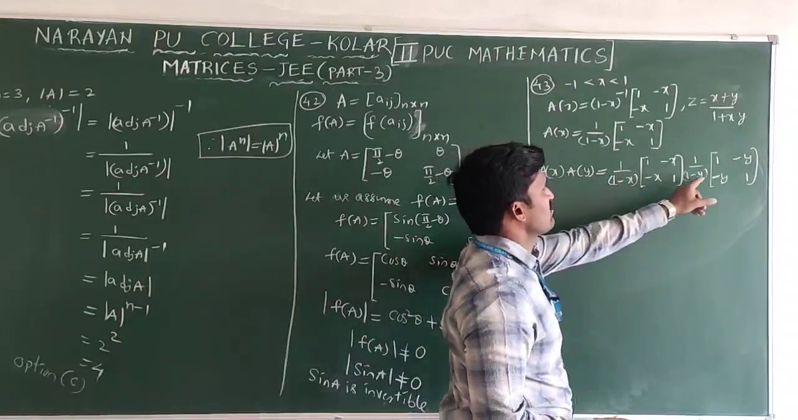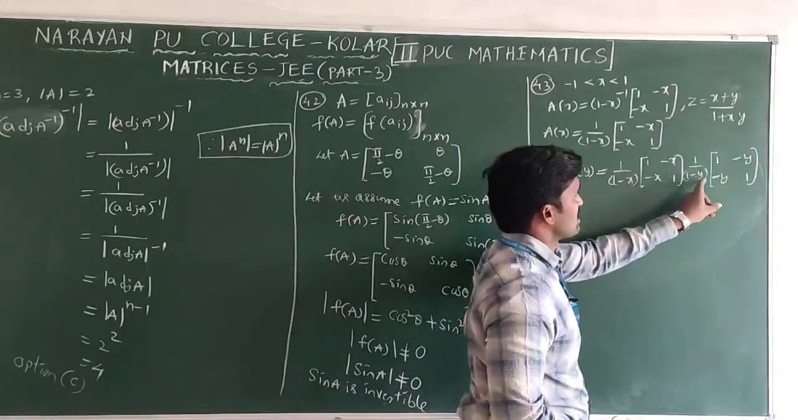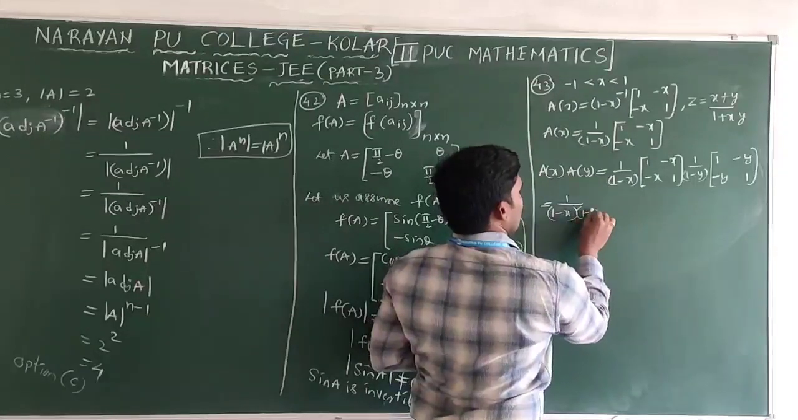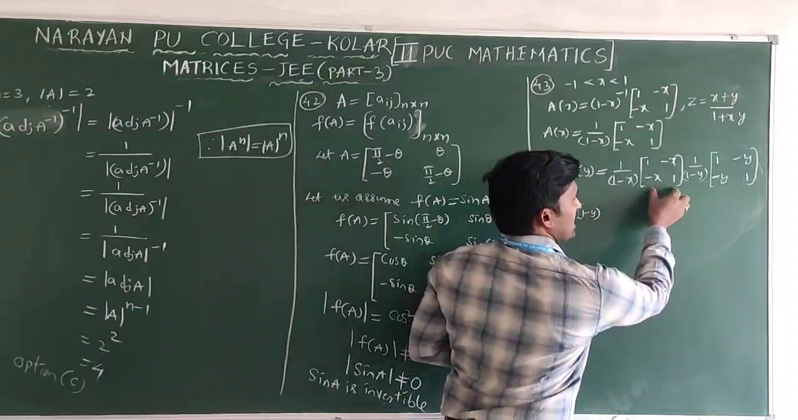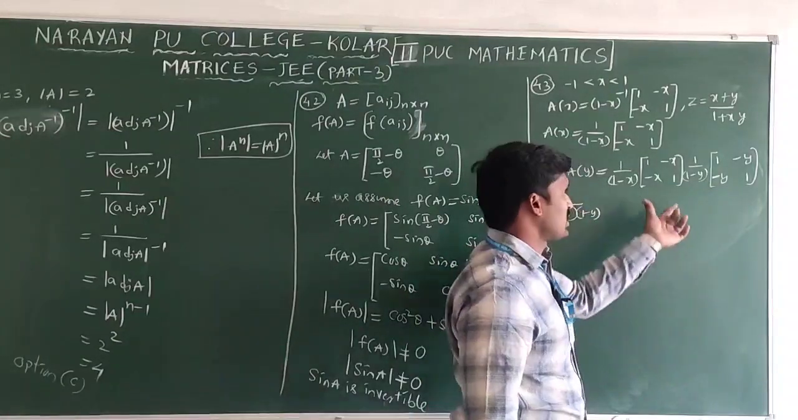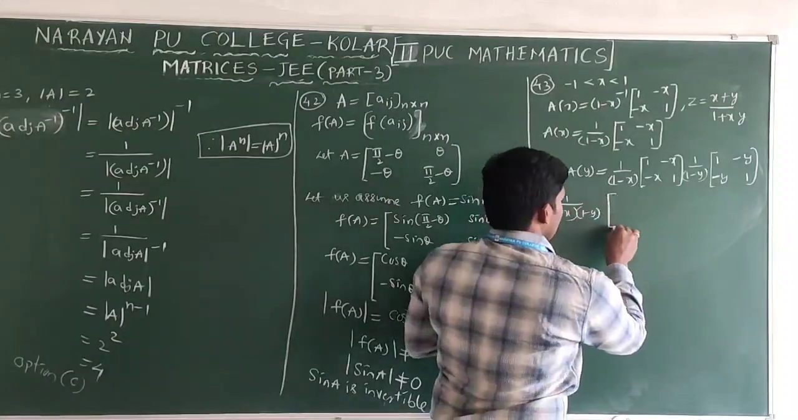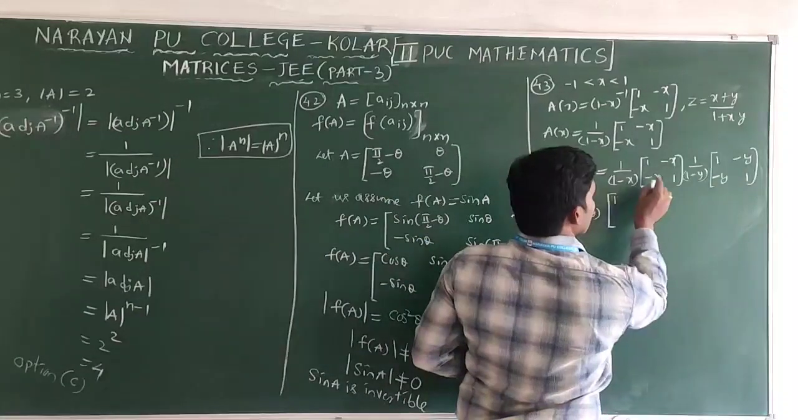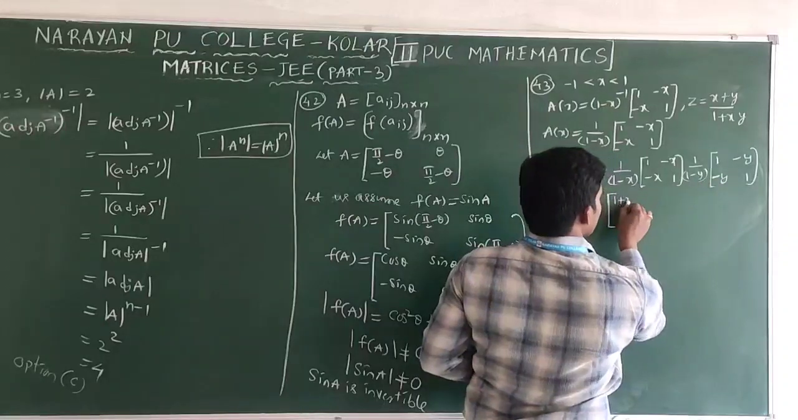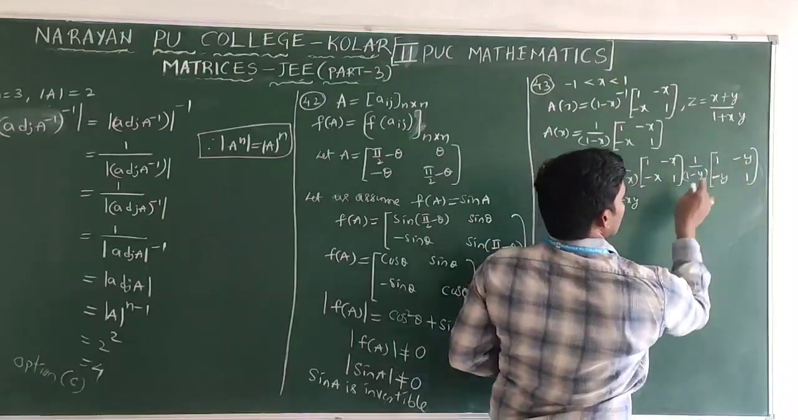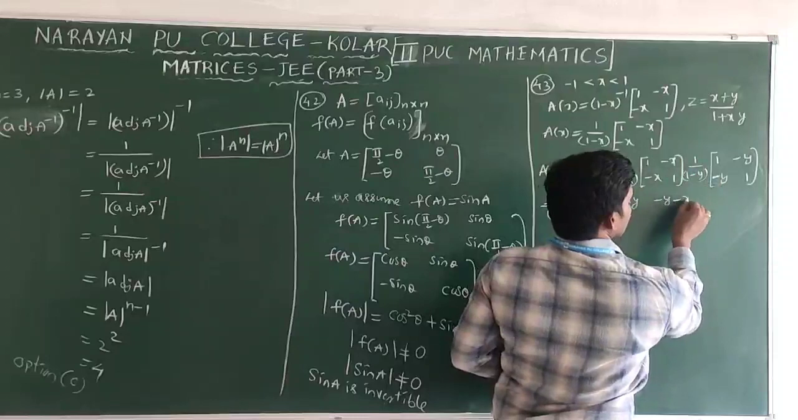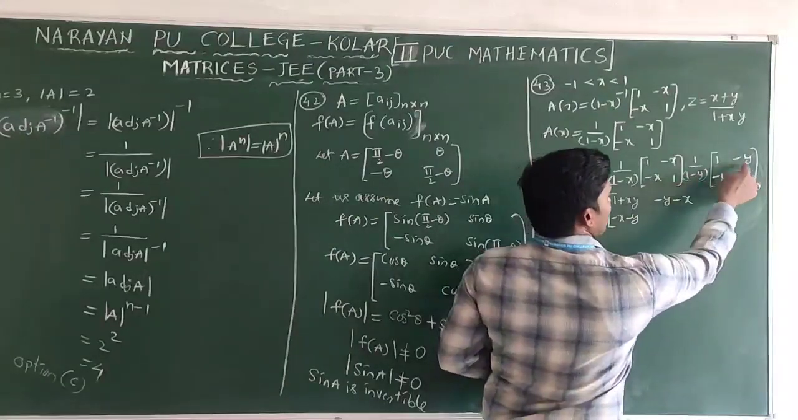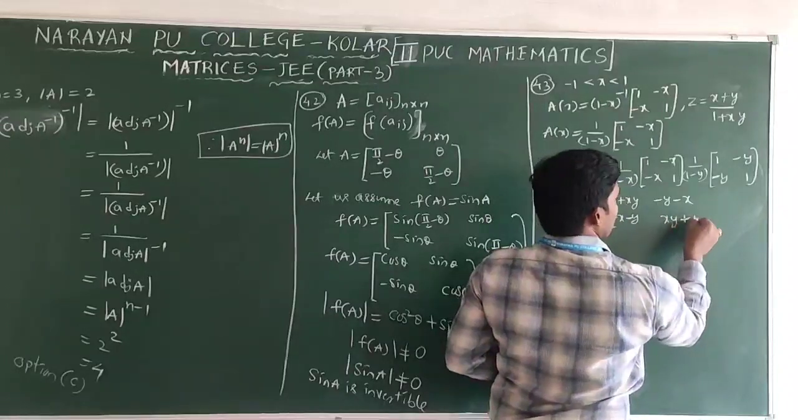Now take the two terms, 1 by 1 minus x and 1 by 1 minus y. Multiply these two matrices. Both are 2 by 2 matrices only, so the resultant will also be a 2 by 2 matrix. Now 1 into 1, 1. Minus x into minus y, plus xy. Next, 1 into minus y, minus y. Next, minus x, minus x. Next, minus x into minus y, plus xy, plus 1.